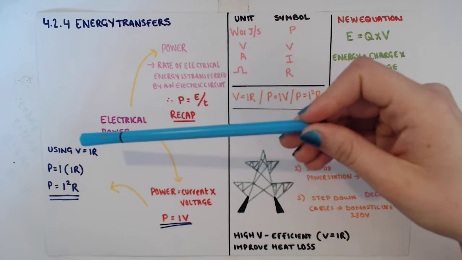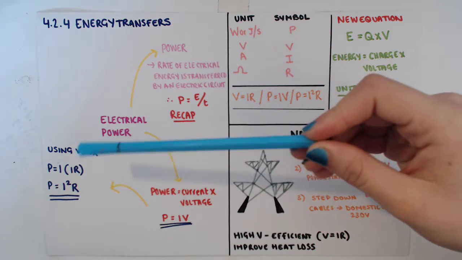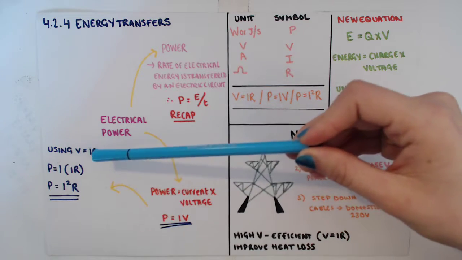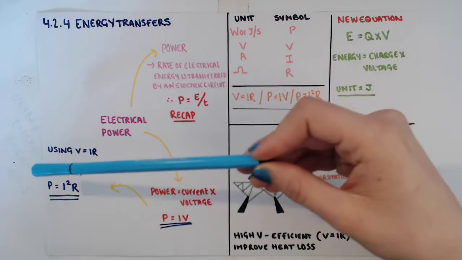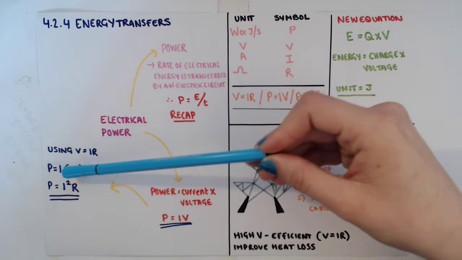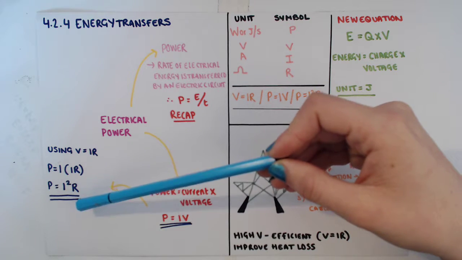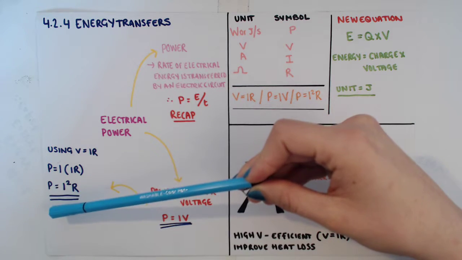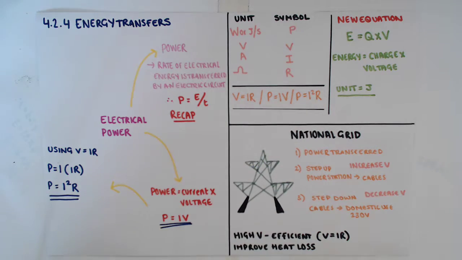If we use Ohm's law, we can get another equation for power. Remember, Ohm's law is the equation that relates voltage, current, and resistance together. So if we know V is equal to IR, we can sub this into here, and we can get P is equal to I times IR. I times I is I squared, and R is just there. So power can also equal current squared multiplied by resistance. So here are three different equations for power.